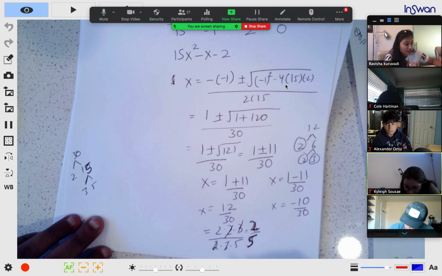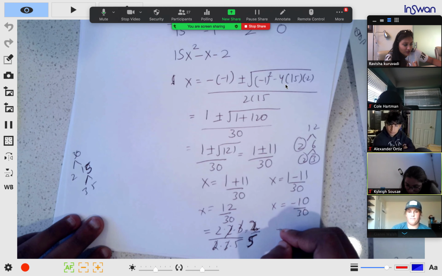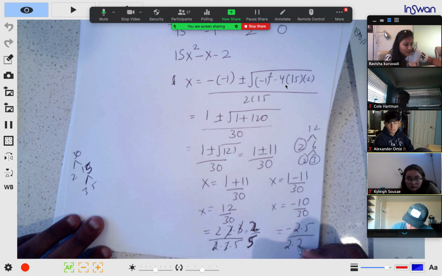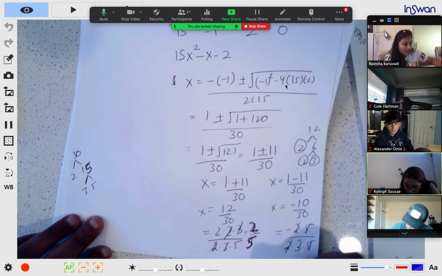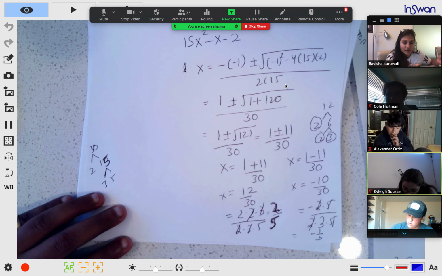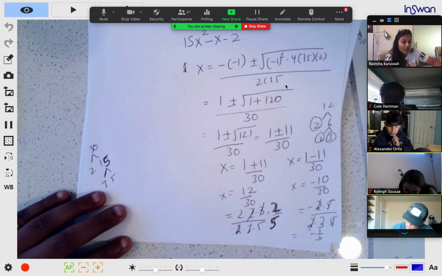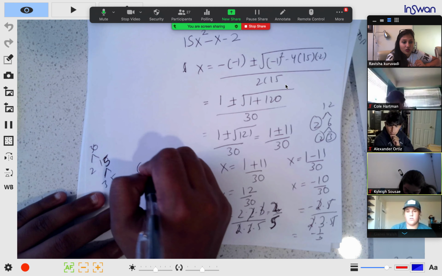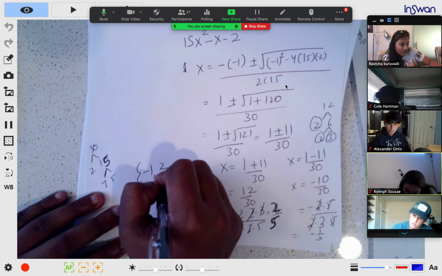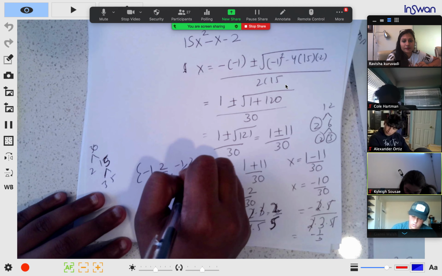Similarly for 10, you get 2 times 5, and 30 you already did, 2, 3 and 5. Cancel whatever you can. You're left with negative 1 over 3. If nothing is left on the top, it is 1. So 2 over 5, negative 1 over 3. Negative 1, which was in the question, was already an answer, and then you got 2 over 5 and negative 1 over 3.